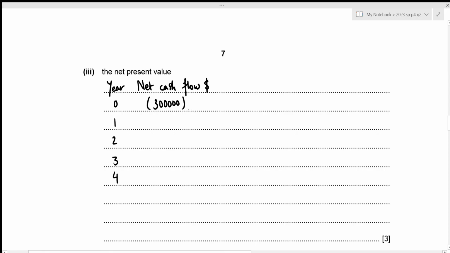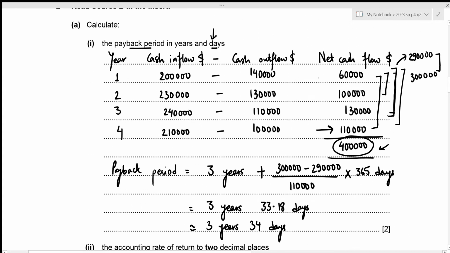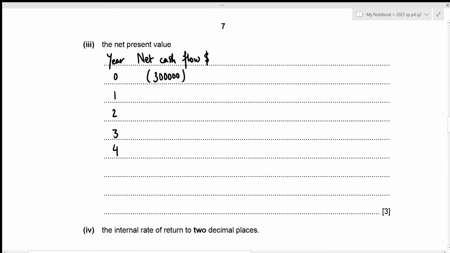So that's just 300,000. And since this is an outflow, we just represent it by a bracket indicating that this is a negative amount. Now for the remaining 4 years, we already figured out our net cash flows right here. So we're just going to copy these amounts. That's 60,000, 100,000, 130,000, and 110,000. Let's write it down. So that's 60,000, 100,000, 130,000, and 110,000.